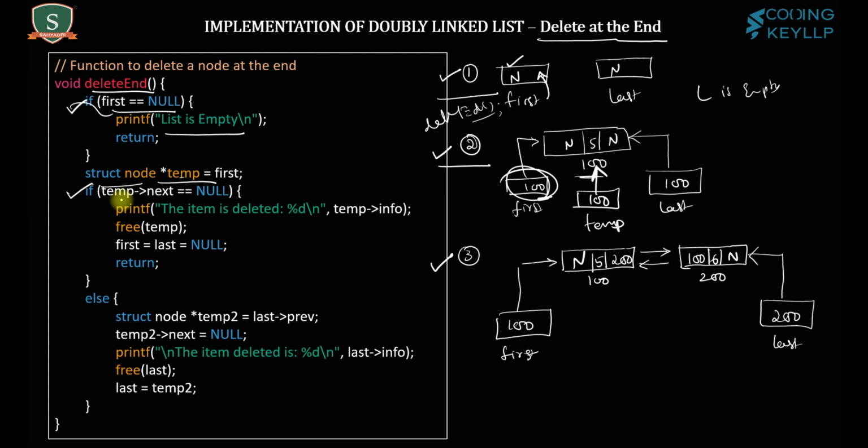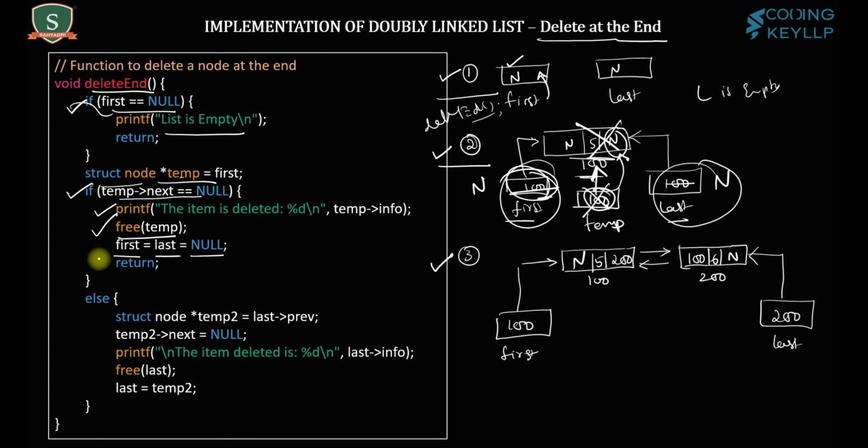Temporary of next is equal to null? What is the temporary value? 100. 100's next value is null. So the condition is successful and the item will be deleted. How will it be deleted? By using the free method. Since it is dynamic memory allocation, we are manually deleting the memory location. Now first is equal to last is equal to null. So 100 will be replaced with null for both first and last. So it becomes the condition where there is no element in the doubly linked list.